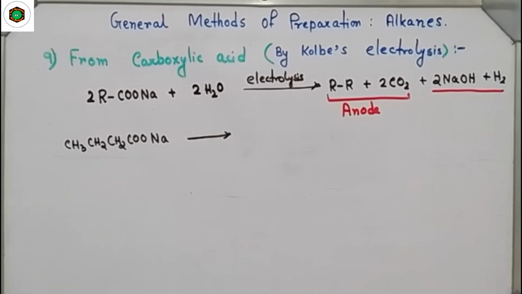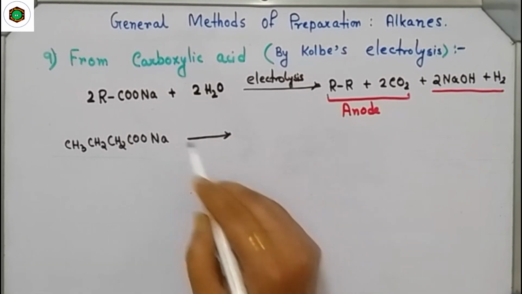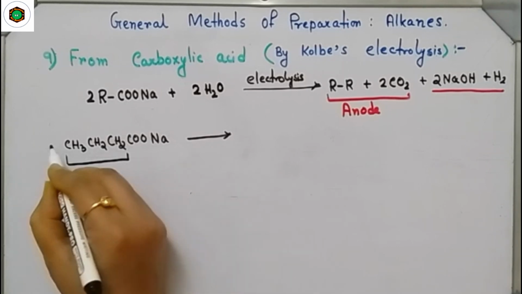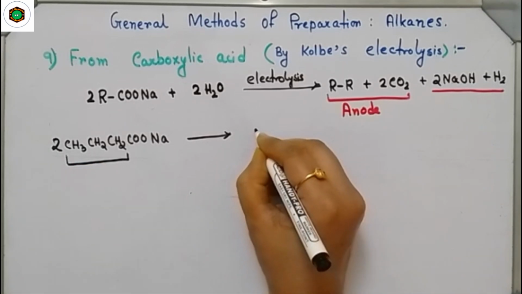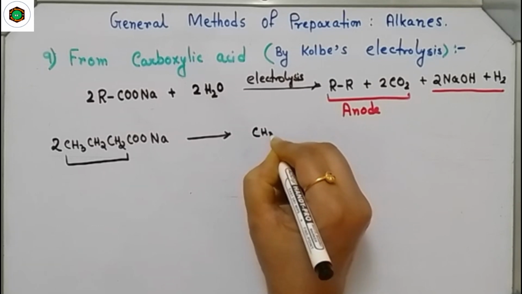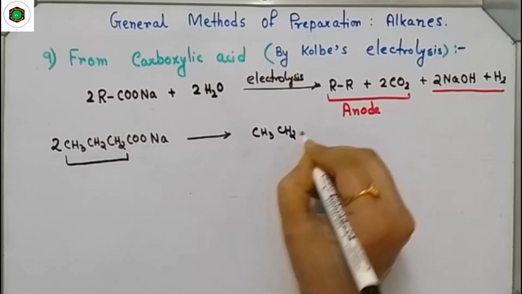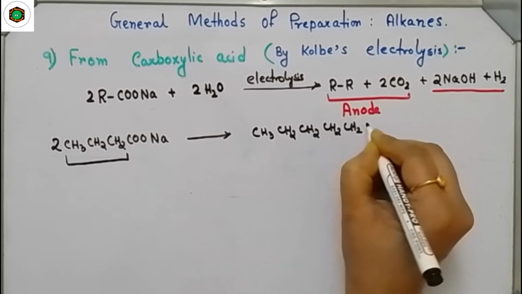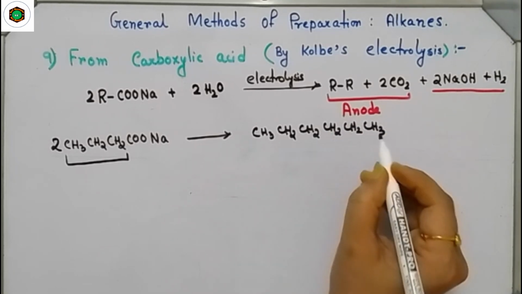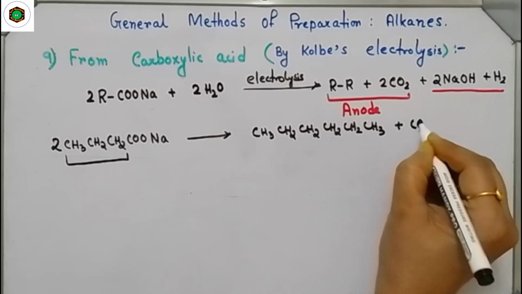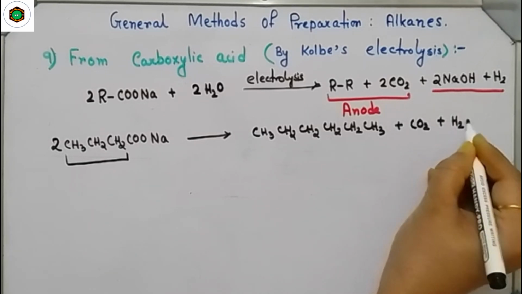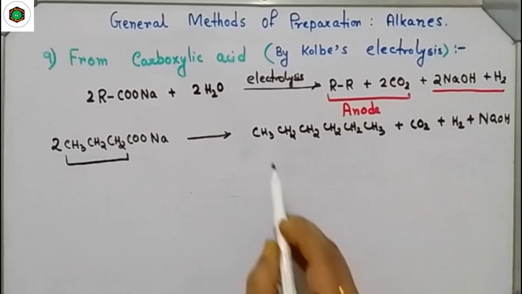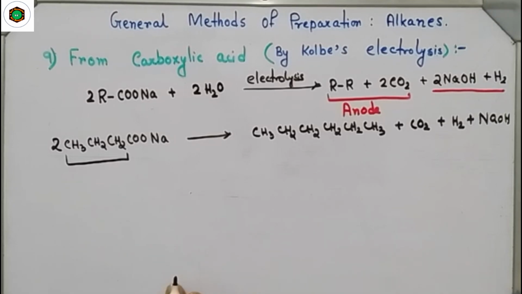The sodium salt of butanoic acid by Kolb's electrolysis method will give, just take this part and double it because two molecules are involved. So here we will get CH3, CH2, CH2, CH2, CH2, CH3, this alkane, plus carbon dioxide plus hydrogen and NaOH. This is in major amount.